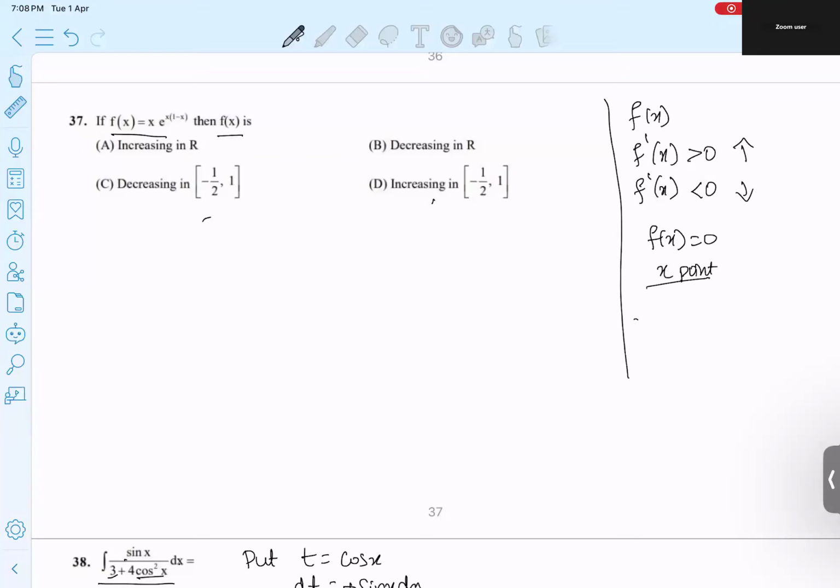Okay, so now there is a concept called the wavy curve method. What is that? If x into x minus 1 is assumed equal to 0, then we will have x as 0, x as 1.